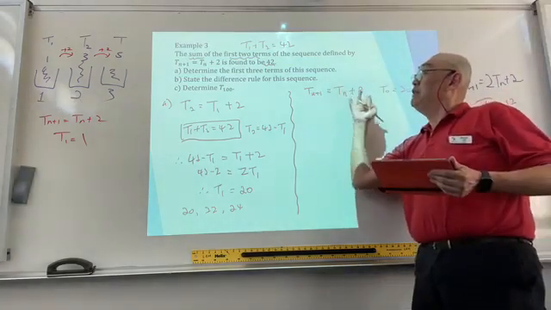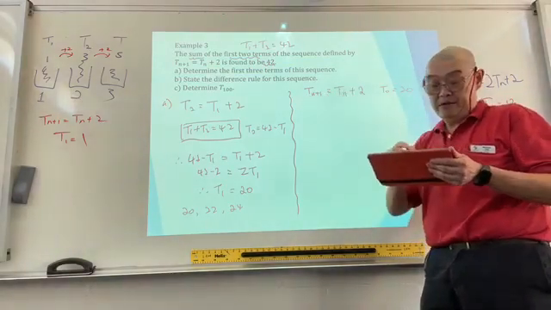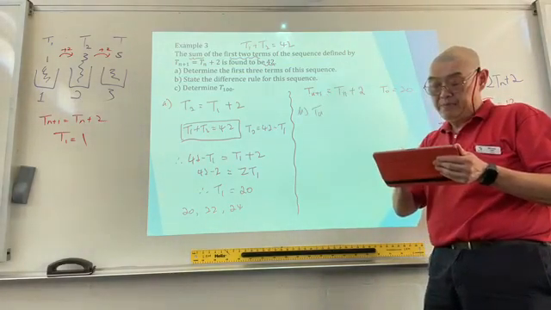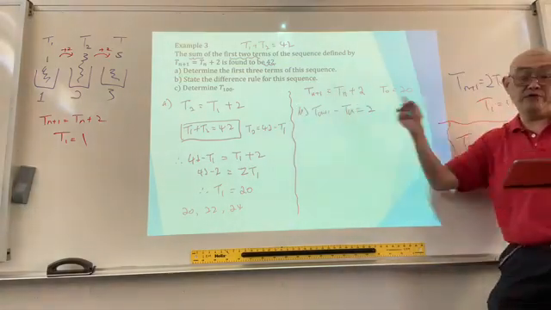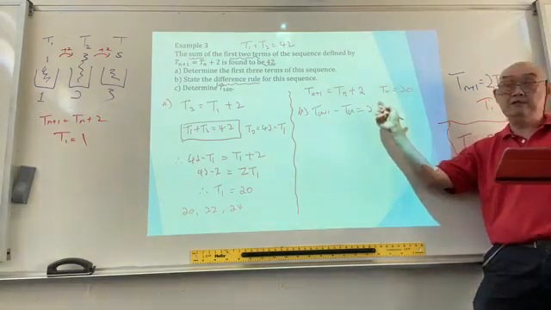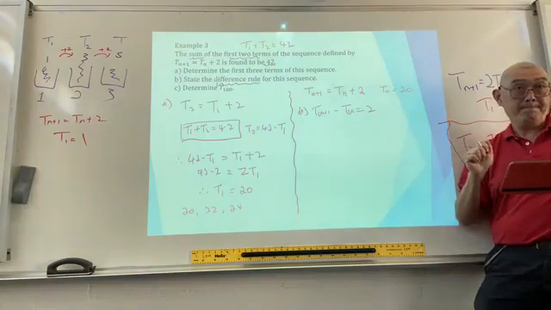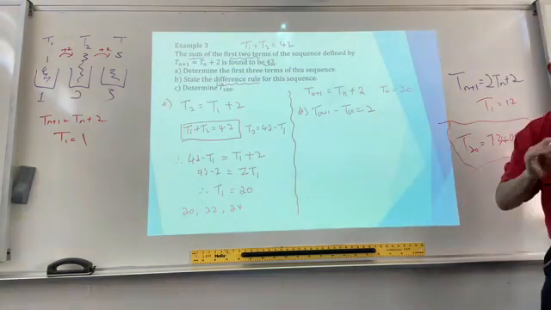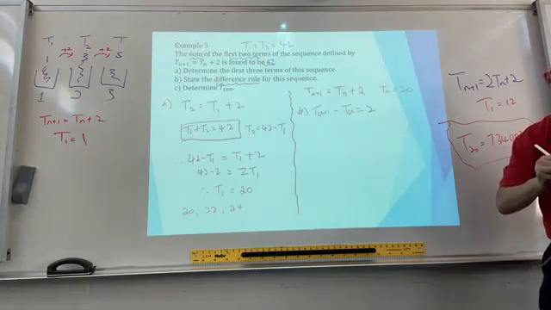Part B, the difference rule is just Tn plus 1 take away Tn. So part B, Tn plus 1 take away Tn equals 2. That is the difference rule. The difference rule gives you the difference. What is it? T0? Oh, T1. It's my fault. That should be T1, not T0. T1.